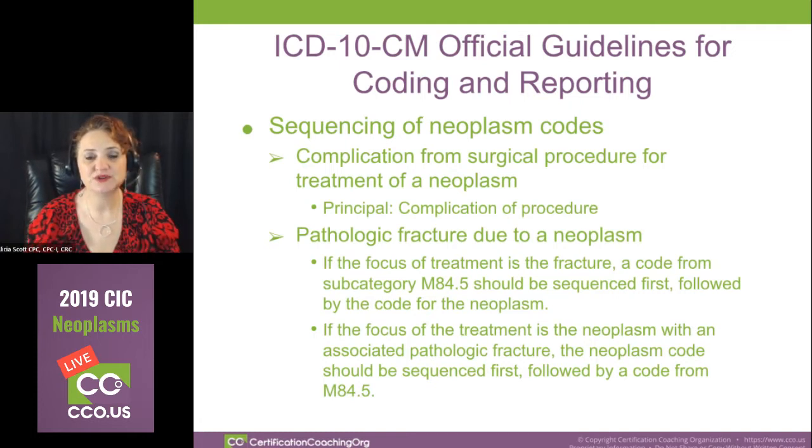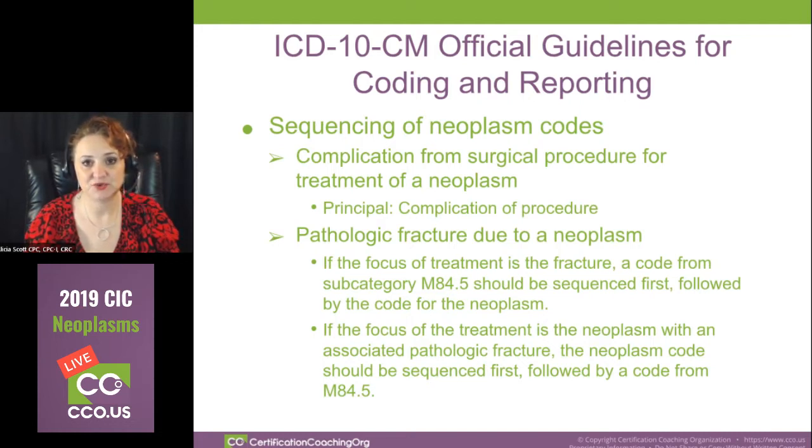So if the focus is on the fracture, Mrs. Brown, remember, she has lung cancer, brain cancer, now she has bone cancer, and she broke her femur. That's a pathological fracture that's documented. So you can use M84.5, which is sequenced first, then the bone cancer will be sequenced, the neoplasm, thus all the other cancers that she has too. Because M84.5, go look at that code. That code states that it is a pathological fracture due to the cancer.